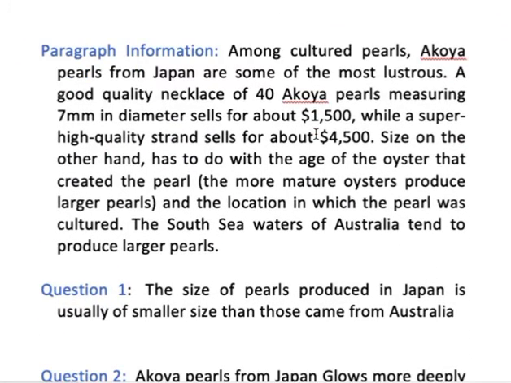Paragraph information is, among cultured pearls, Akoya pearls from Japan are some of the most lustrous. A good quality necklace of 40 Akoya pearls measuring 7 millimeter in diameter sells for about $1,500, while a super high quality strand sells for $4,500. Size, on the other hand, has to do with the age of the oyster that created the pearl. The more mature oysters produce larger pearls, and the location in which the pearl was cultured. The South Sea waters of Australia tend to produce larger pearls.